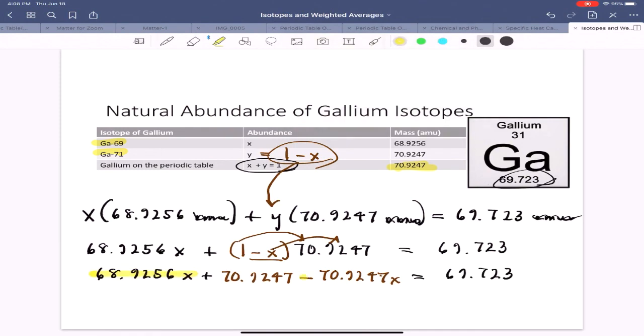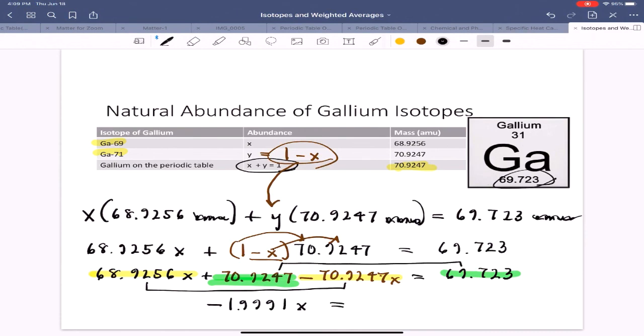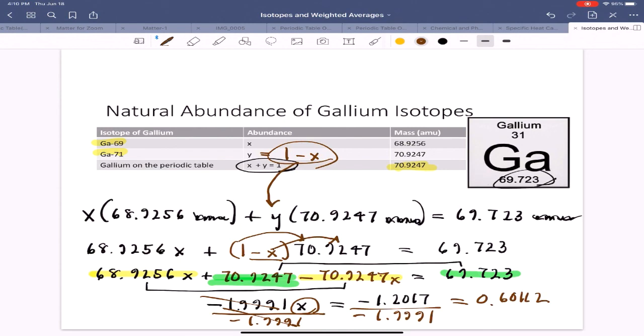Now we need to collect like terms. So I'm just going to bring this 70.9247 to the other side. I'm going to subtract it. And so I'm going to combine these two. And then I'm going to combine these two, but on the right side. And now I'm going to divide both sides in order to isolate x by negative 1.9991. Anything over itself equals 1. And here I got 0.60112. Okay, so 4 past the decimal, 4 past the decimal, 4 past the decimal.